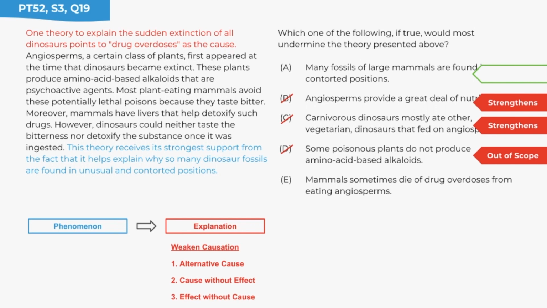Answer choice E is one of those answer choices that seems like it's going against some of the evidence, but it's actually consistent with the evidence. And so it's too weak to actually weaken the argument. That leaves us back with answer choice A. That gives us the effect without the cause, and that's our answer.